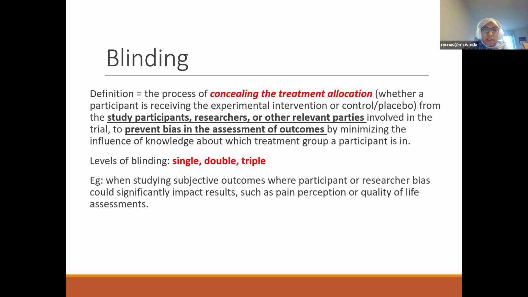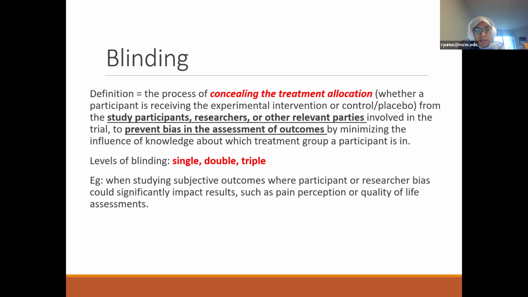So blinding is the process of concealing the treatment allocation, or you're basically hiding, or you're not telling, whether a participant is actually getting the intervention, the drug that you're interested in, or are they receiving placebo, right? And blinding can occur to different groups of people, right? You can blind study participants, you can blind the researchers sometimes, and you can even blind other relevant parties involved in a trial.